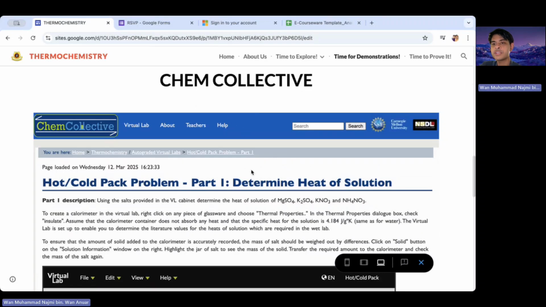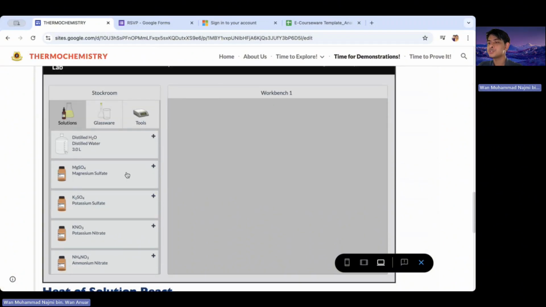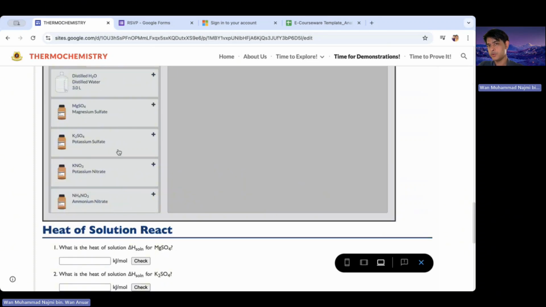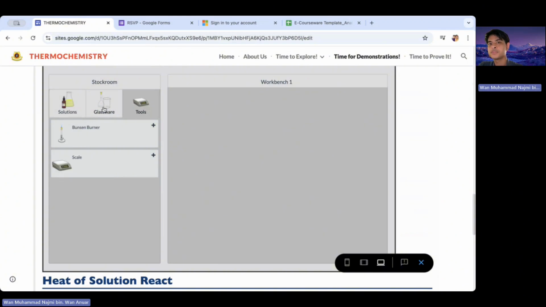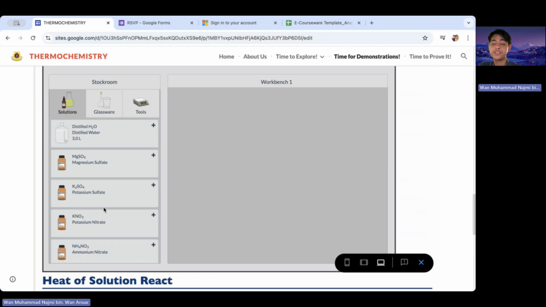We put the link over here, and in this part you can do your virtual lab. Over here you can see there's a question where you need to answer the questions regarding thermochemistry. But to answer, you need to do the experiment over here. They have all the apparatus like tools, the glassware, and also your materials.